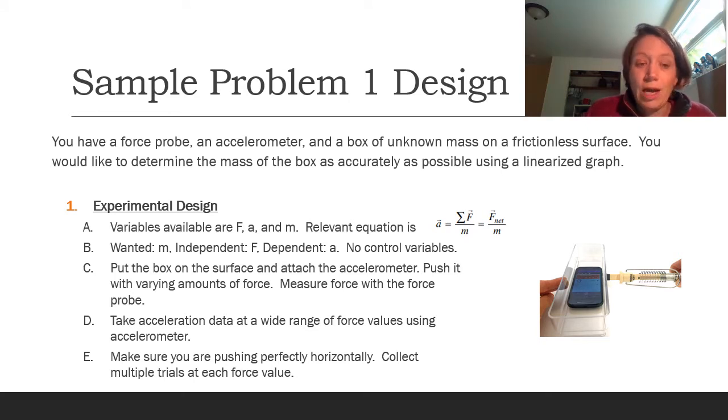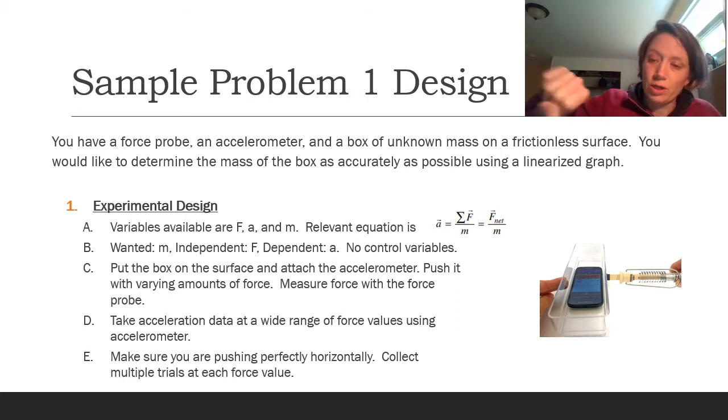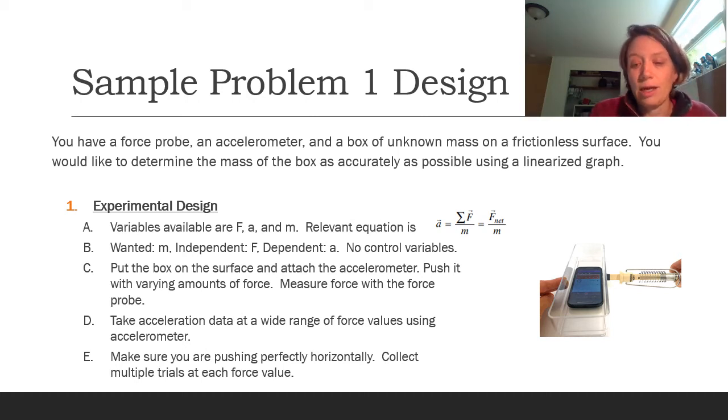Step E has to do with the error. You want to explain what steps you took to reduce error. So in this case, you would want to make sure you're pushing horizontally. If you push at an angle, that's going to change the amount of force. So that would be one thing. And the second thing, as I said, you always want to add in this statement because it'll usually get you a point: collect multiple trials for each force value. Just making sure you have multiple data trials is really going to help reduce the error.